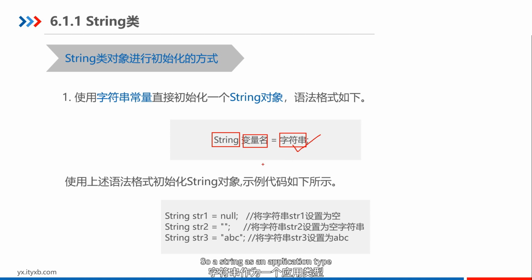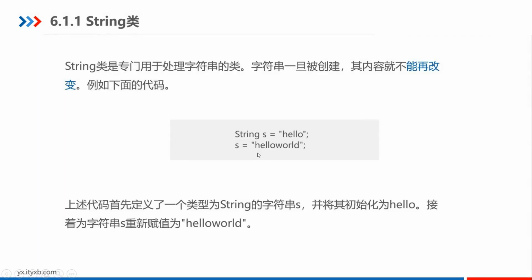So a string is a reference type. It can take a null value, or an empty string. It can also accept values that you assign directly. Since it's a reference type, we can use the new keyword to create a string object.